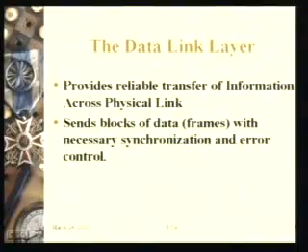The second layer happens to be the data link layer, which provides reliable transfer of information across the physical layer. So the physical layer just passes the data. Reliability comes from the data link. It sends blocks of data, frames, with necessary synchronization and error control. So error control and related things are built into it.